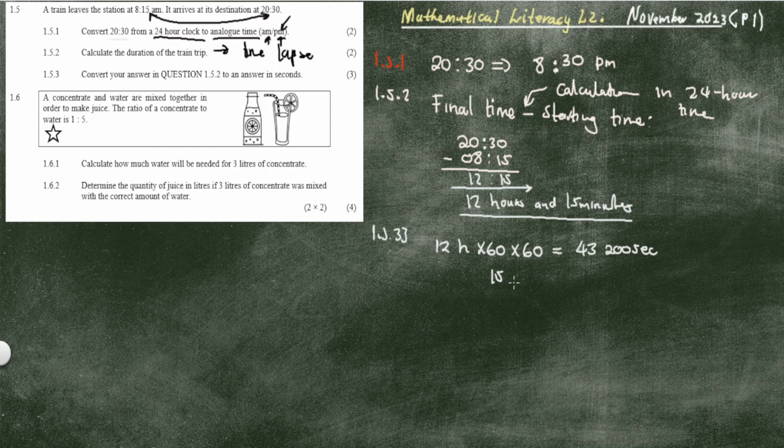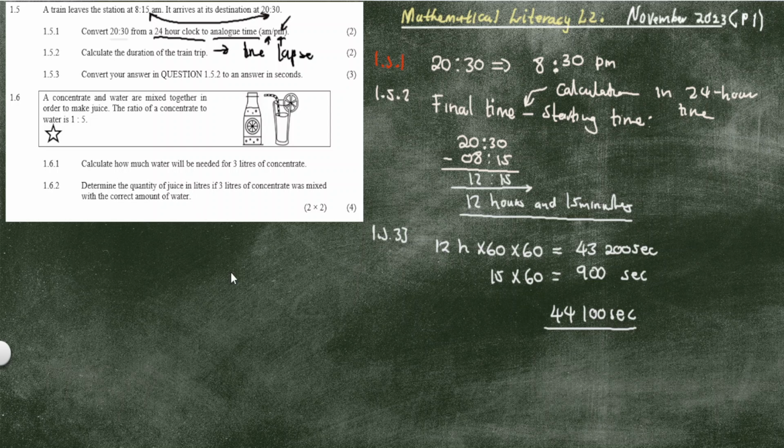From minutes to seconds, I'm just going to multiply by 60. So 15 times 60, I'm getting 900 seconds. Now we're going to add the two values, 43,200 plus 900. I'm getting 44,100 seconds. This is my final answer.